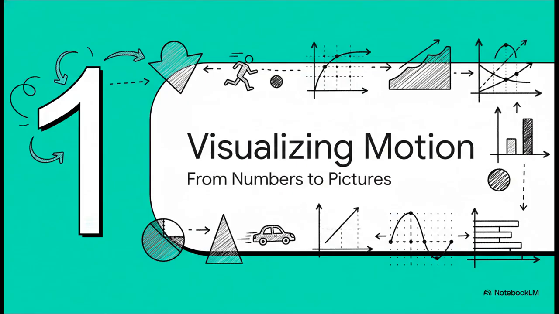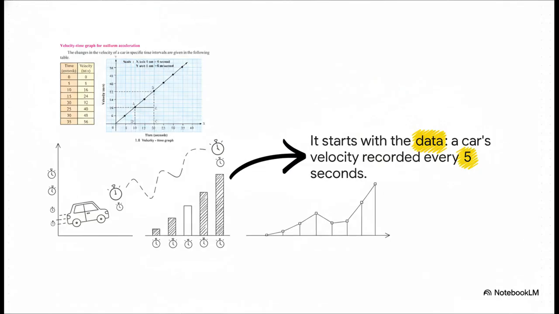First things first, visualization. See, before we can predict anything, we have to be able to see the story that motion tells. And it all starts by turning a bunch of boring numbers into a clear picture. It all begins with just watching. Let's say we're tracking a car. Every 5 seconds, we write down its velocity. What we get is just a table of numbers. It's useful data for sure, but it's not exactly easy to see what's going on, right?